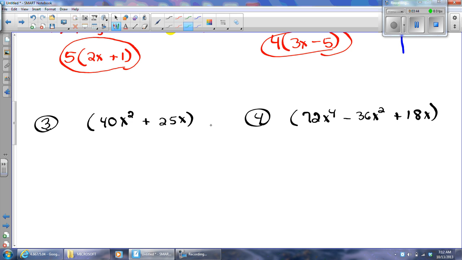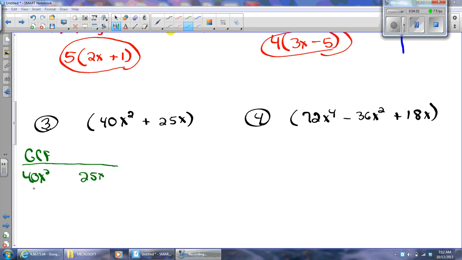Let's see here. GCF. Okay, for problem number 3. Well, 40x squared. Let me express it this way. I could think about 40x squared as 5 times 8 times x times x, and I could think about 25x as 5 times 5 times x. Now, are you wondering why I used 5 times 8 instead of 4 times 10? Because I knew 5 was going to be a common factor. I kind of cheated because I know my factors so well, because I know my multiplication tables.